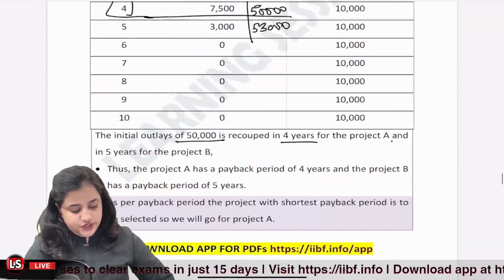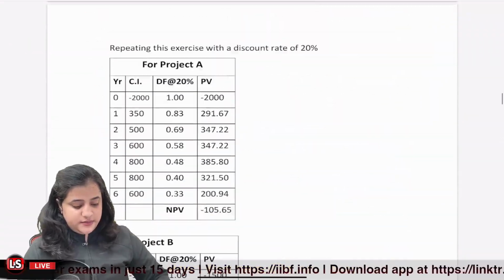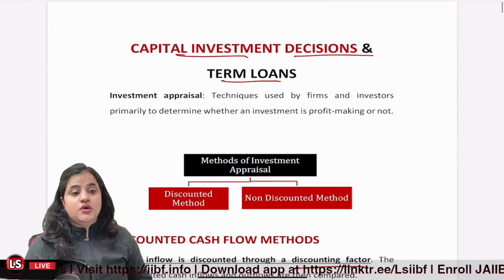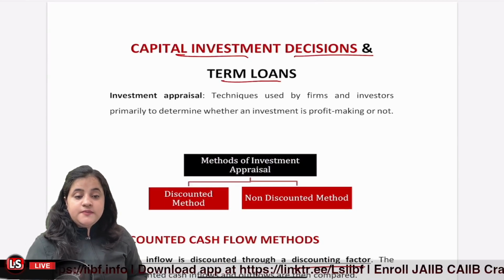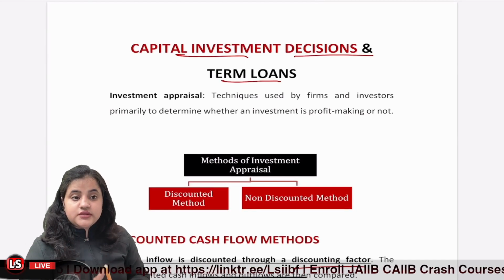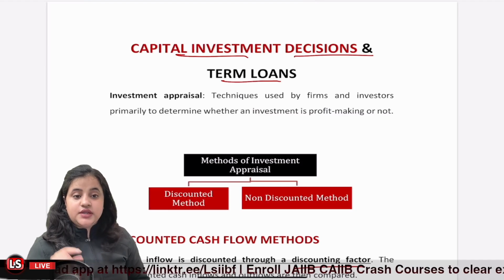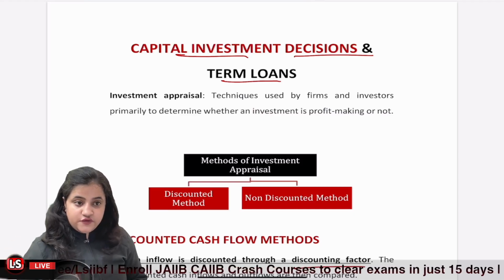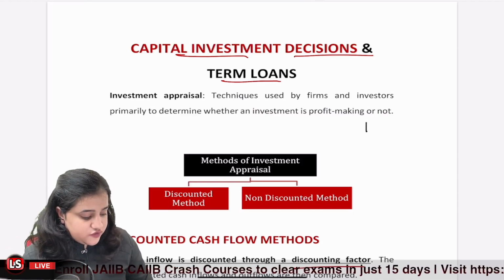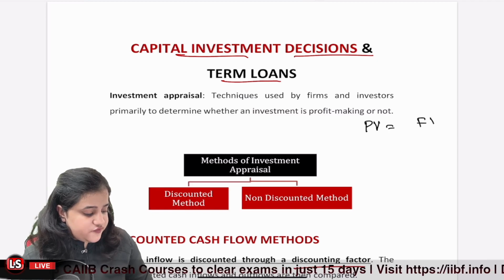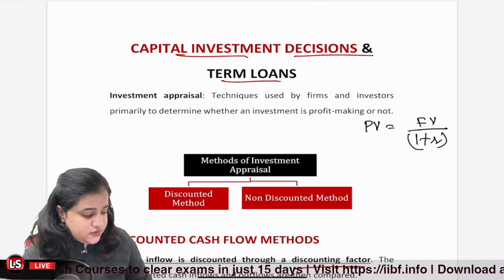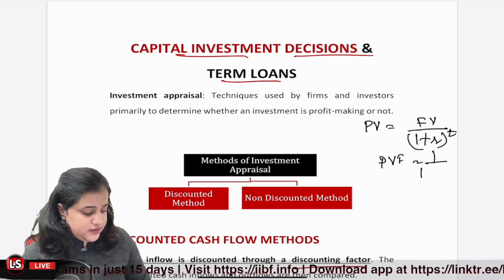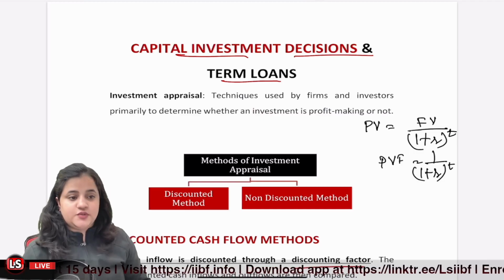So were you able to understand this chapter, or did you feel it was quite difficult or confusing? Let me know. What we did in this chapter, we overlooked two methods, discounted and non-discounted. In discounted, we considered the time value of money, and an important formula for you to remember here was the calculation of present value, which is very simple: FV divided by (1 plus R) to the power T. And we also saw PVF, which was 1 divided by (1 plus R) raised to the power T, right?